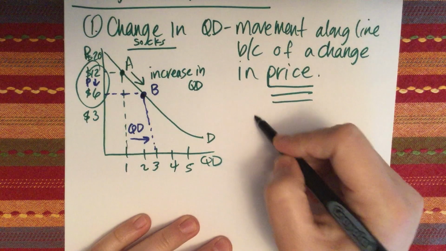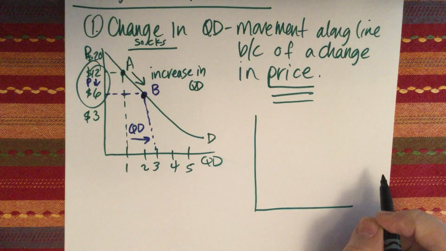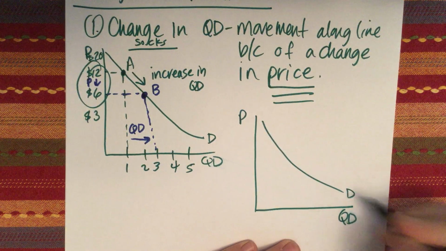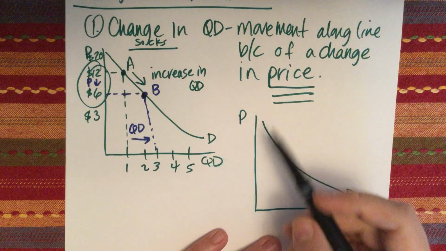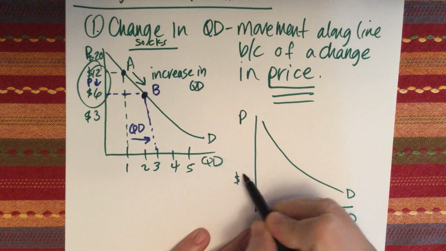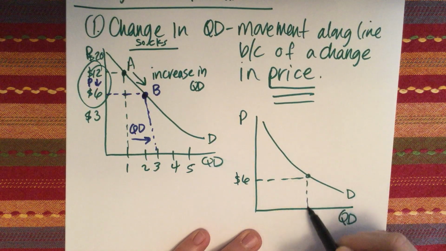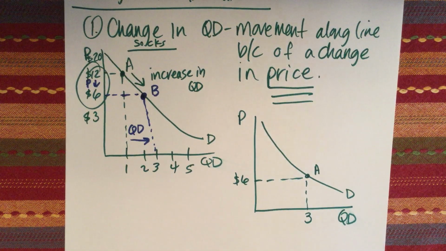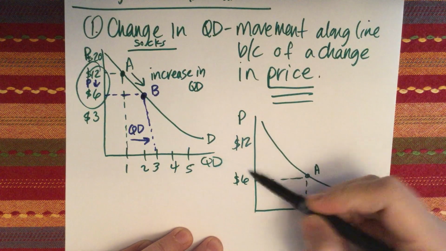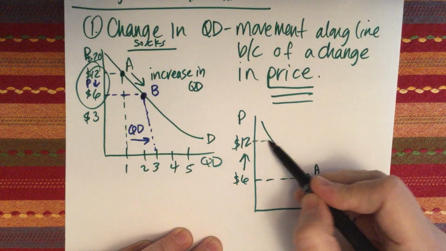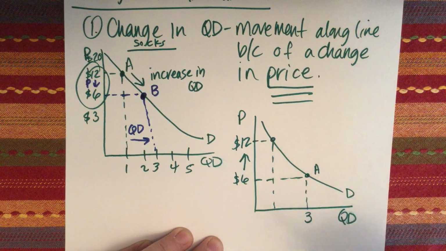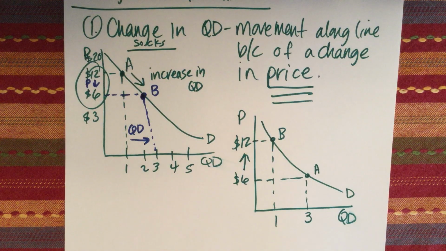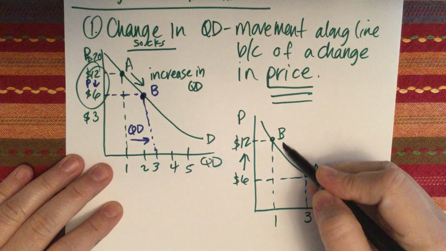In order to illustrate a decrease in quantity demanded, I should say, we are going to have, again, this downward sloping line. And we're going to say that the price of socks was $6. And at $6, we're going to call this point A. We are buying 3 pairs of socks. And now in this case, the price of socks has increased to $12. So now at $12, the quantity that we demand at that price will only be 1 pair of socks. So we've moved from point A to point B along the line.